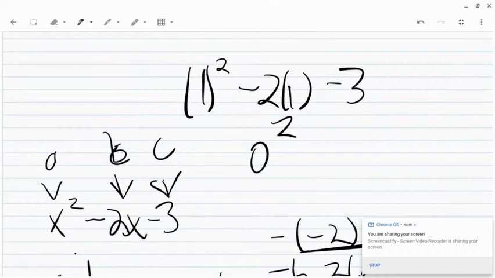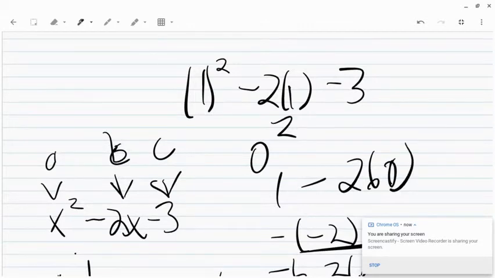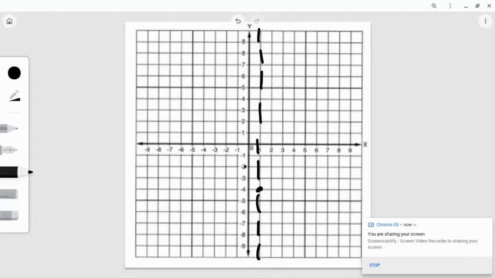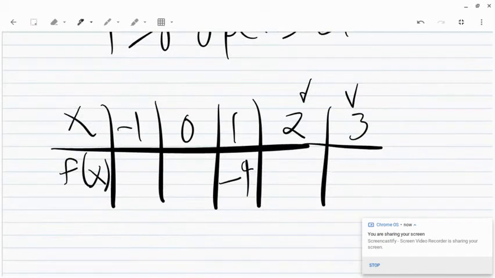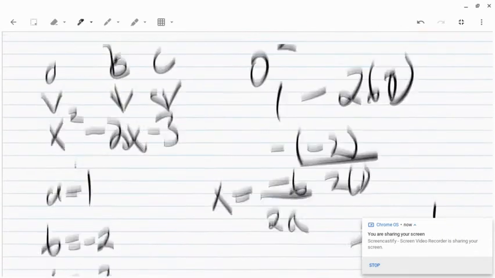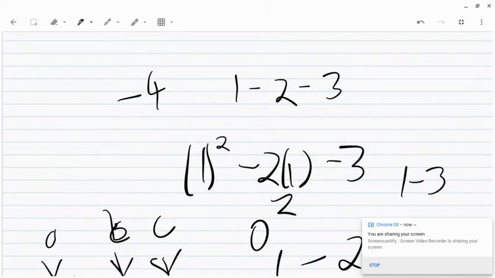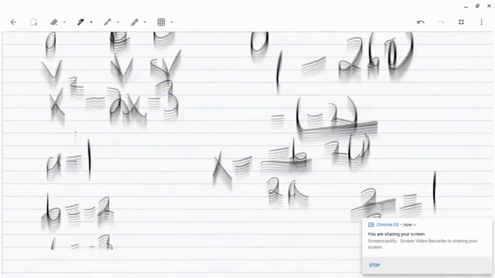0 squared, which equals 0, minus 2 times 1 times 0, which just gives you 0, and then minus 3. So 0 minus 3 equals -3. So then you go to your graph and you plot it. And then you write it in your table of values. And now you plug in -1 into the equation.